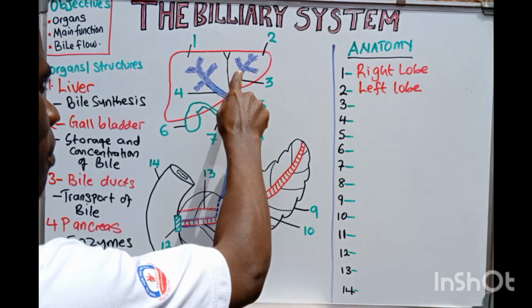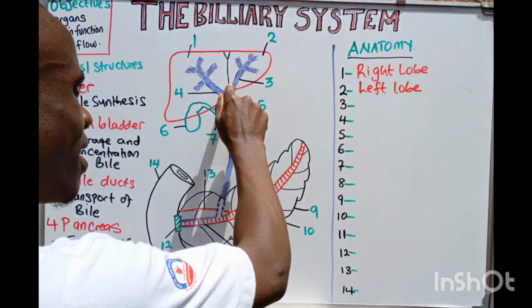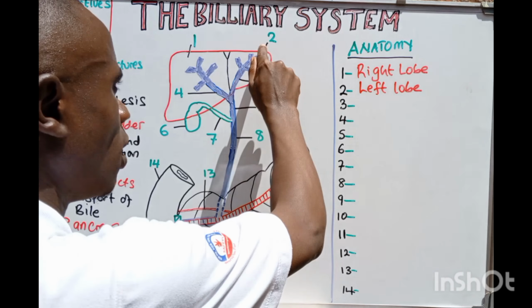Now, when we come to number 3, we have this duct, which is coming from the left lobe.